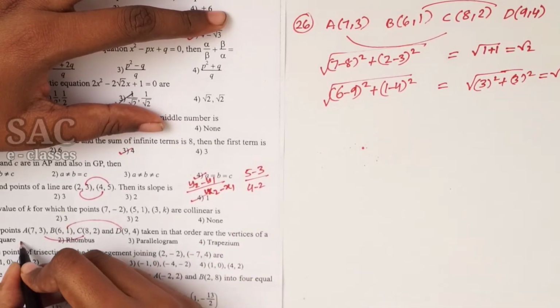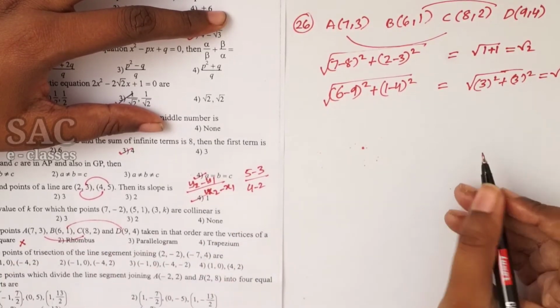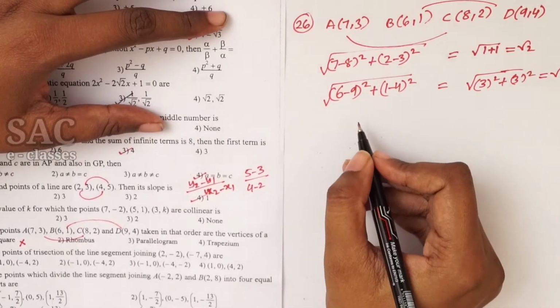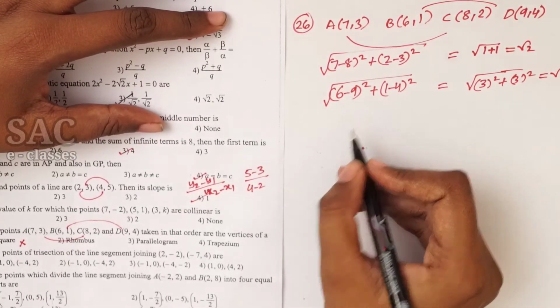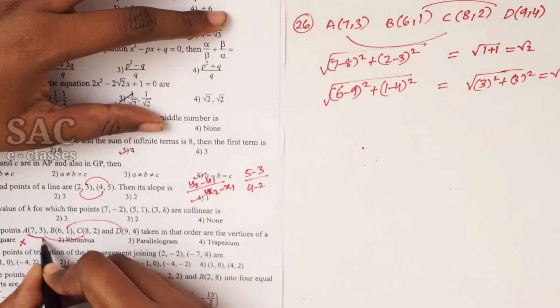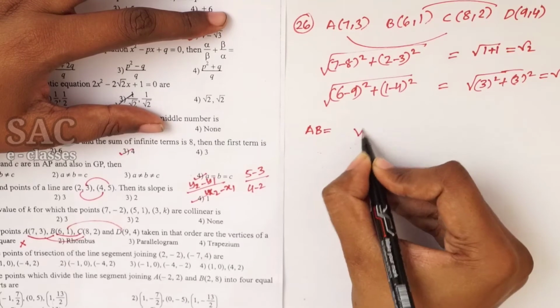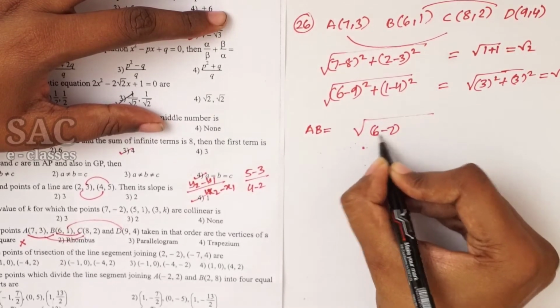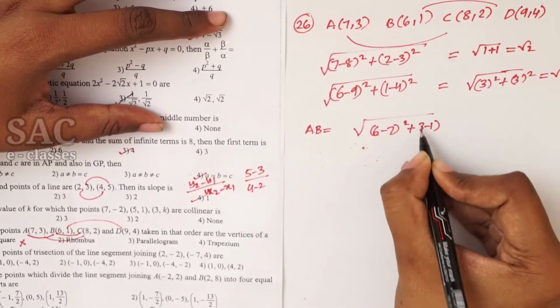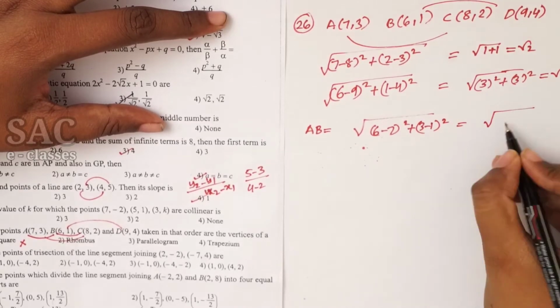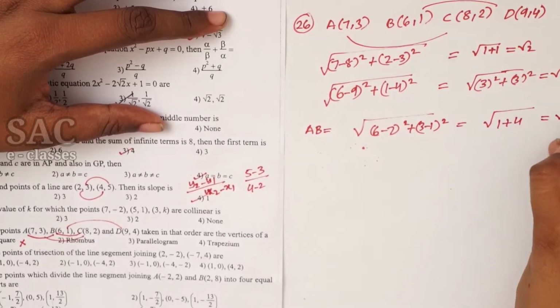The diagonals are not equal, so it's not a square. Whether it is a rhombus or a parallelogram can be identified with the adjacent vertices. I am finding the AB length: (6 minus 7) whole square plus (3 minus 1) whole square will give you 1 plus 4, which is root 5.